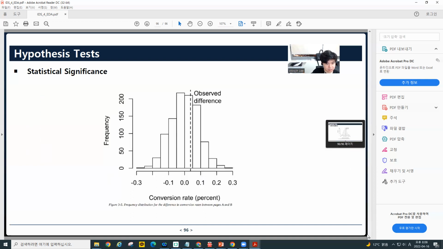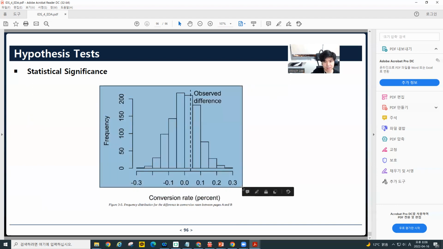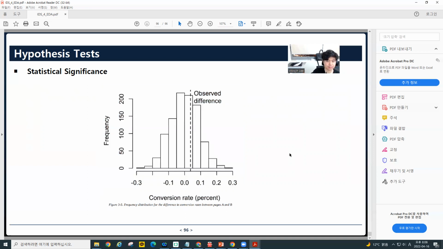Then when we have these results, we can check how often the difference is bigger or smaller than the observed difference. When this observed difference is in the middle, we can say that it is hard to say that these two, A and B, are very different. So maybe we can conclude that A and B are not different in the statistical sense.